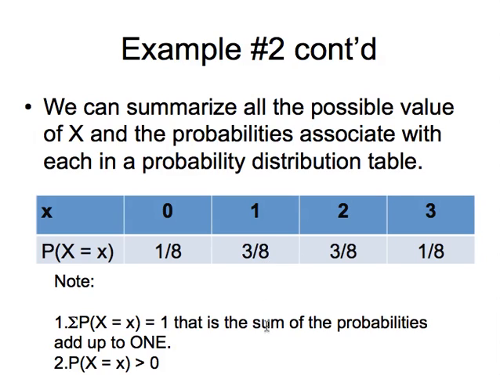Again, the sum of the probabilities adds up to 1. 1/8 plus 3/8 plus 3/8 plus 1/8 is equal to 1. And note also that each of these probabilities is greater than 0. The probability must lie between 0 and 1, which we looked at when we started Unit 5.